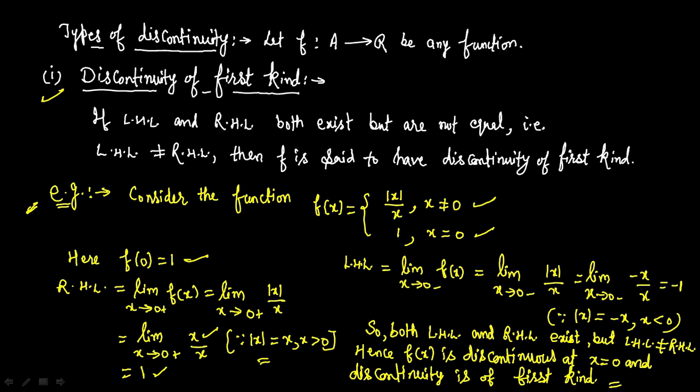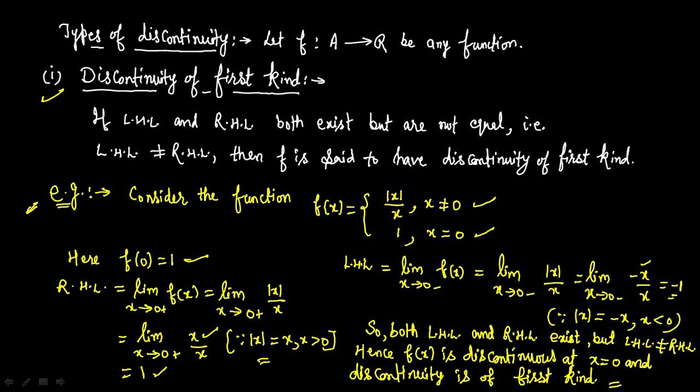Similarly, you can compute the LHL, the left hand limit, limit x approaching 0 minus of f(x), which is limit x approaching 0 minus of mod x by x. Again use the definition of the absolute value function. So you get mod x equal to minus x. You put the value minus x, so you get minus x upon x, x cancels, and you get minus 1. So in this case, LHL and RHL both exist because both have finite and definite values, but they are not equal.